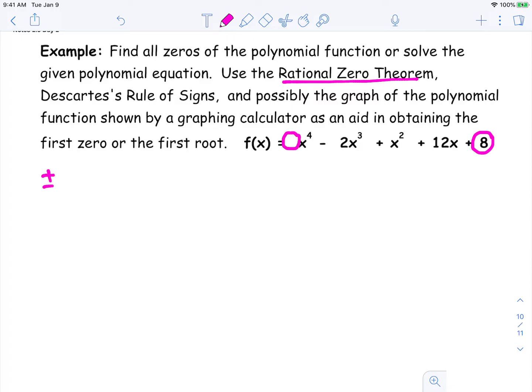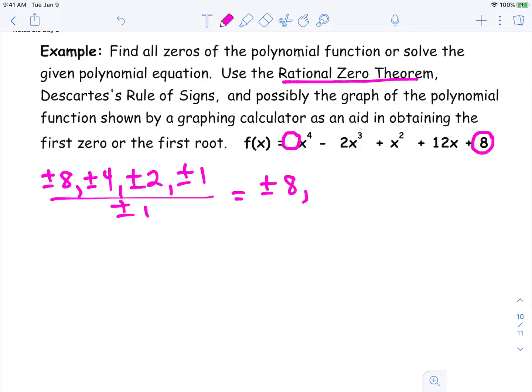So that will be plus or minus 8, plus or minus 4, plus or minus 2, plus or minus 1 over plus or minus 1. So the possible choices could be plus or minus 8, plus or minus 4, plus or minus 2, or plus or minus 1. So that gives us 8 possible choices.